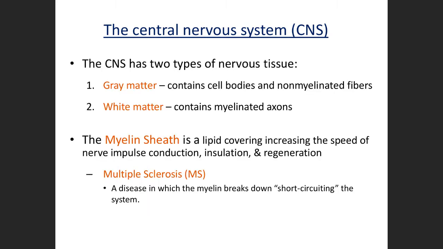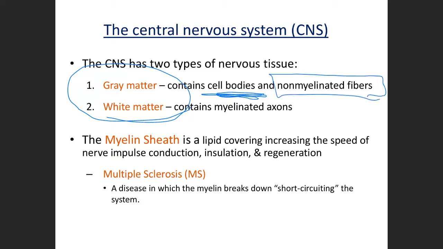The central nervous system will also be composed of what's called gray matter and something called white matter. Okay, these are the two types of nervous tissue that you're going to find in the central nervous system. Gray matter contains the cell bodies, while the non-myelinated fibers, so those that do not have myelin sheath, are going to be contained within the gray matter. White matter contains all of the myelinated axons, those that have a myelin sheath.